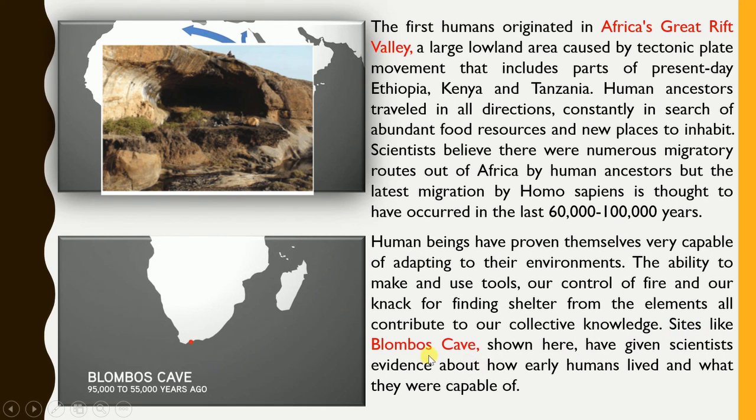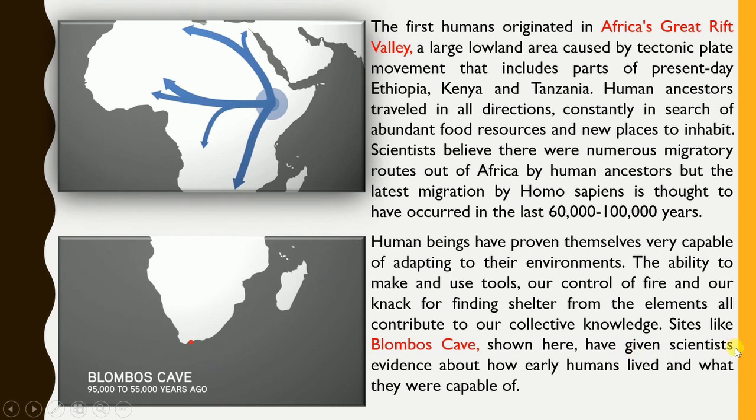And sites like Blombos Cave, here you can see the Blombos Cave, have given scientists evidence of early humans, how they lived and what they were capable of. In this way, scientists have shown that humans emerged long ago, that people had the capability of living a settled life, and that knowledge emerged in our brains. Humans had a great ability to live in caves, trees and open air sites.